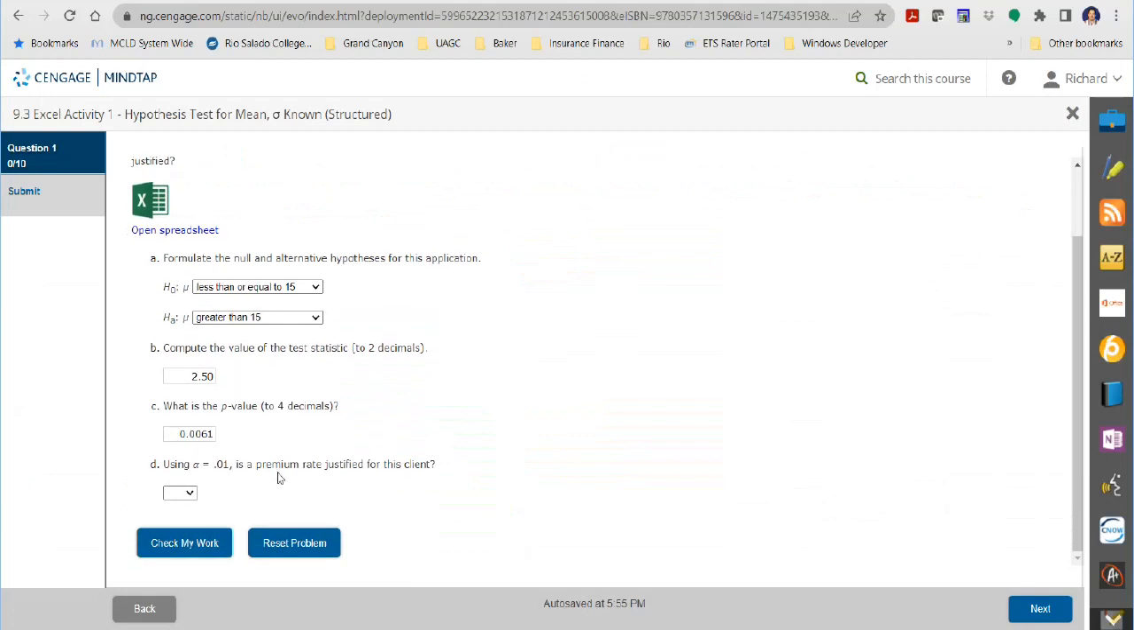And then, is the premium rate justified? The p-value is low. The p-value is less than alpha. And so we can reject the null hypothesis, and the premium rate is actually justified because it is different enough to be marked as being significant. So let's see how I did. And okay, I struggled a little bit. I'll chalk it up to being in the hospital, but I think I eventually got this one complete. Thanks. And in the next video, let's look at the sigma not known.